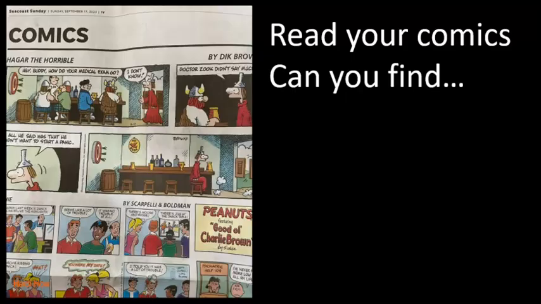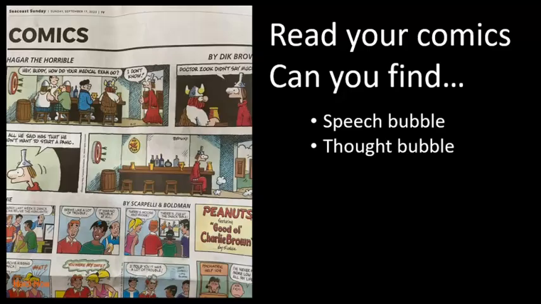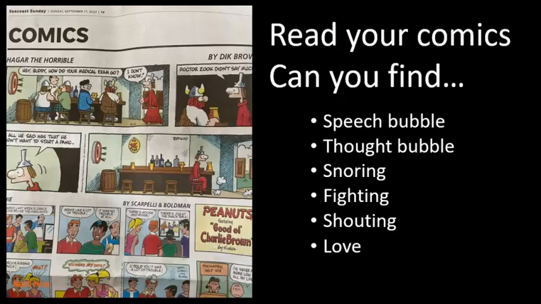So what we're looking for is, I want you to read your comics and see if you can find a speech bubble. Well, that's easy. That's usually the first thing they can find. A thought bubble. And I also want you to look for, do you see anybody snoring or fighting, shouting? Do you see anybody in love? Do you see any action?